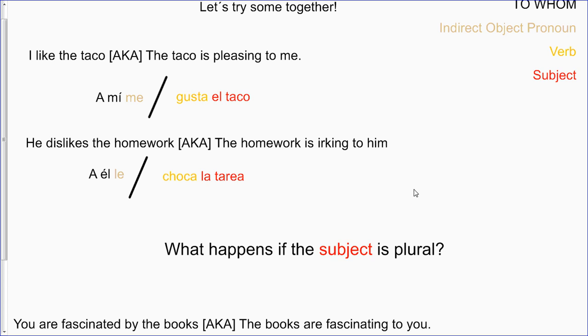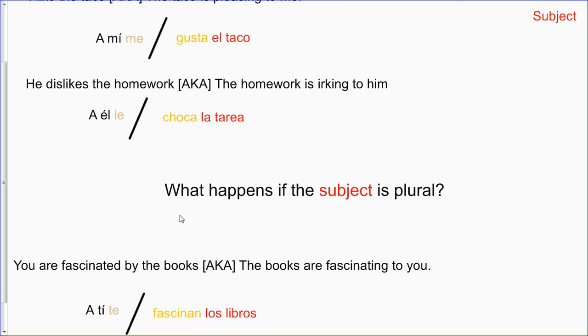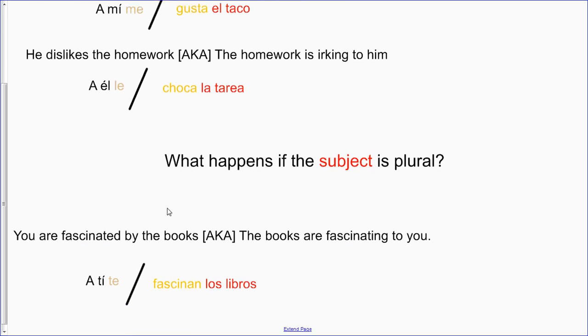So let's try this one. I'll give you a chance to do this. To you. So we're going to use our form of to you. Then we need our indirect object pronoun that matches with you. We're going to put our word in on this side of the sentence, our verb, fascinating. But remember, this is going to be the books, not just the singular book, but the books. I'll give you a second to try and figure out what that would be. All right, so this sentence would be, a ti te fascinan los libros.